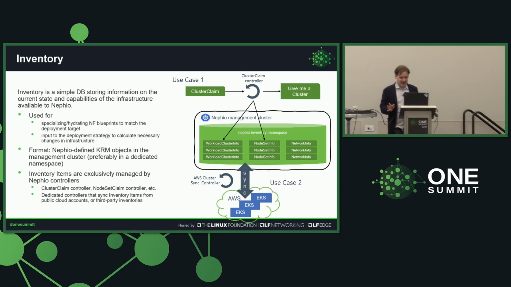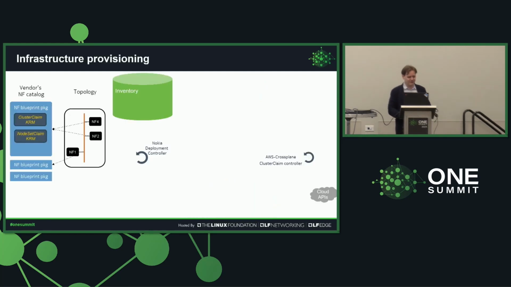One thing to keep in mind is that I suggest to keep these information records, inventory items, separate from the resources that will actually manage the life cycle of this infrastructure element, like the give me a cluster resource shouldn't be an inventory item, because not every piece of infrastructure that Nephio wants to know about will be managed by Nephio. So we may want to deploy things for Kubernetes clusters that weren't created by Nephio, for example.